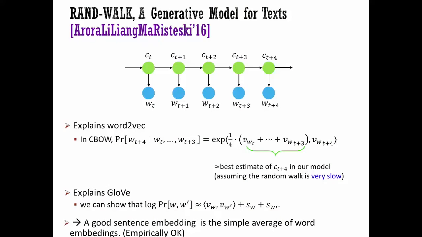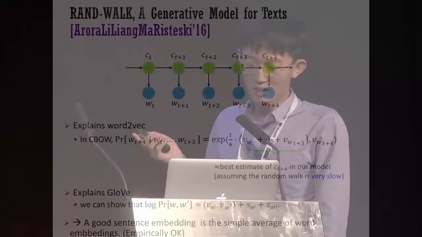If you believe this model, then maybe we should use the discourse vector as our embedding, and estimate it using the maximum likelihood estimator. As I said, the MLE for the discourse vector is just the average of the word embeddings. In some sense, this explains why the simple average works, and empirically, the simple average indeed sort of works. This is a brief summary of some previous work.